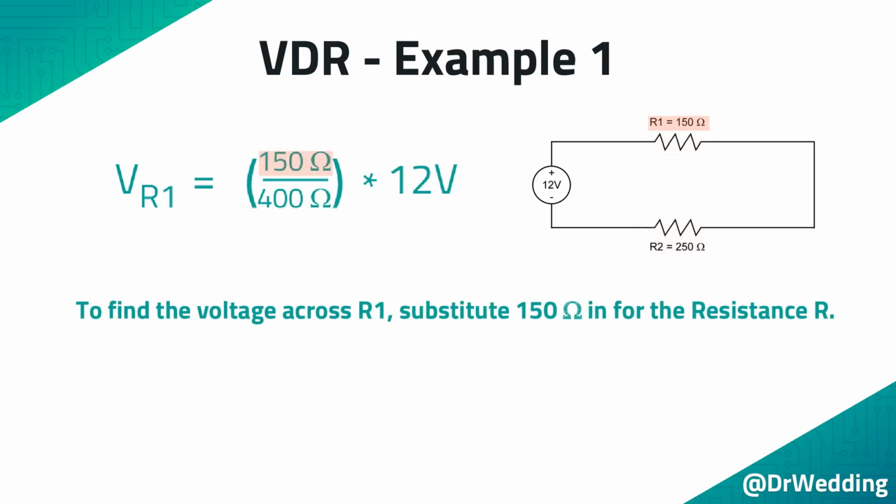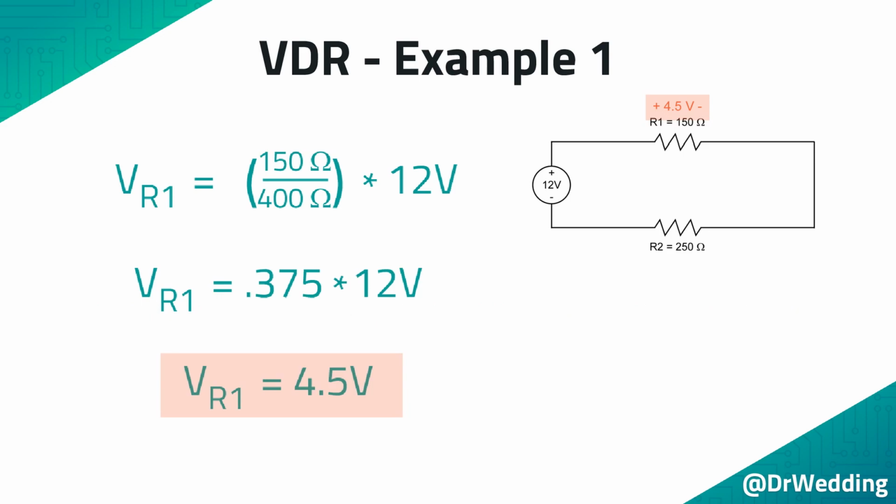To find the voltage across R1, substitute 150 ohms in for the resistance R. By solving the equation with 150 ohms in for the resistance, you will find the voltage drop across R1 is 4.5 volts. This value matches the value that was calculated in the last video. Furthermore, now that you have the equation with R total and V total, the equation can be used to find the voltage across R2. So that will be our next step.